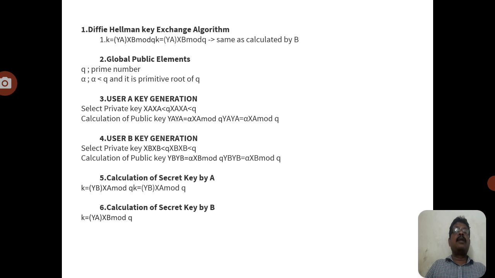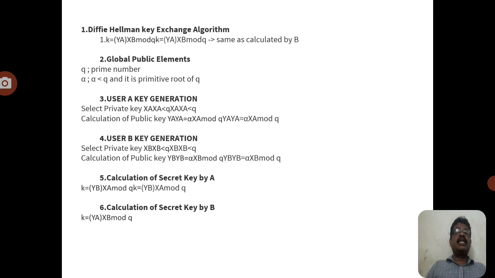The next one is the global public elements, already discussed. Alpha is a primitive root of the prime number Q. So that is the relation between Q and alpha: Q is a prime number and alpha is a primitive root of Q. Now for user key generation, user A computes YA equals alpha power XA mod Q. Similarly, user B generates the public key YB equals alpha power XB mod Q.